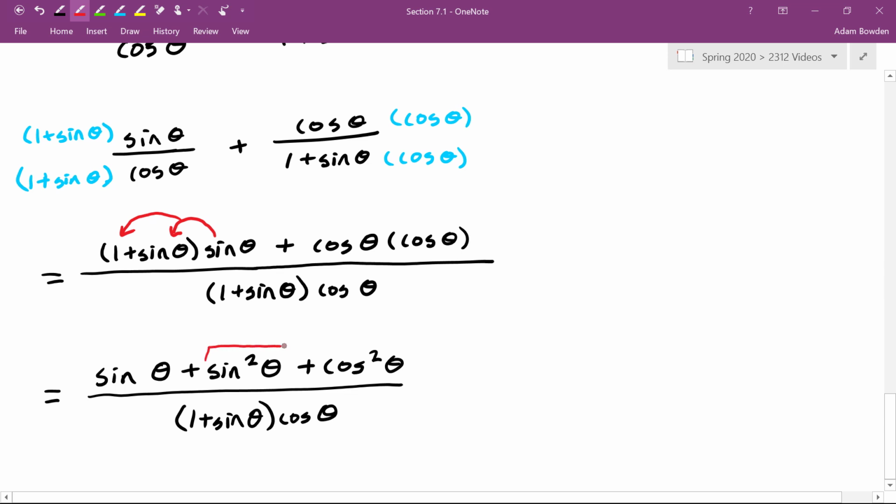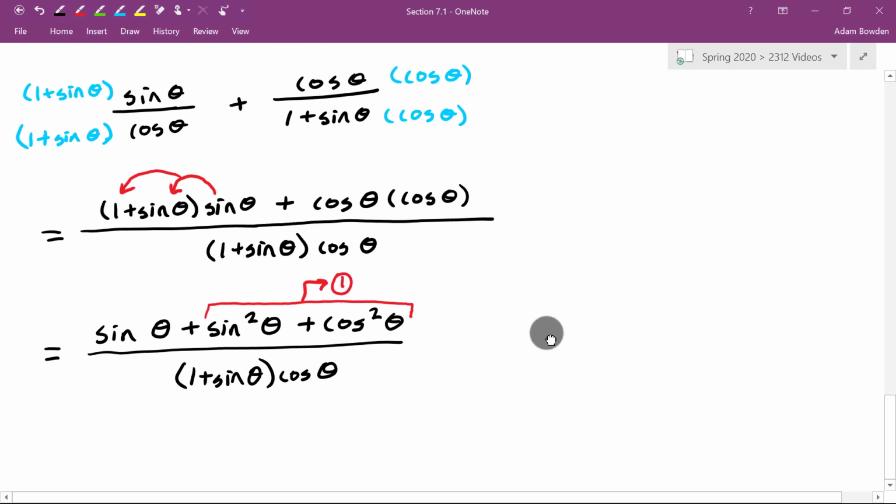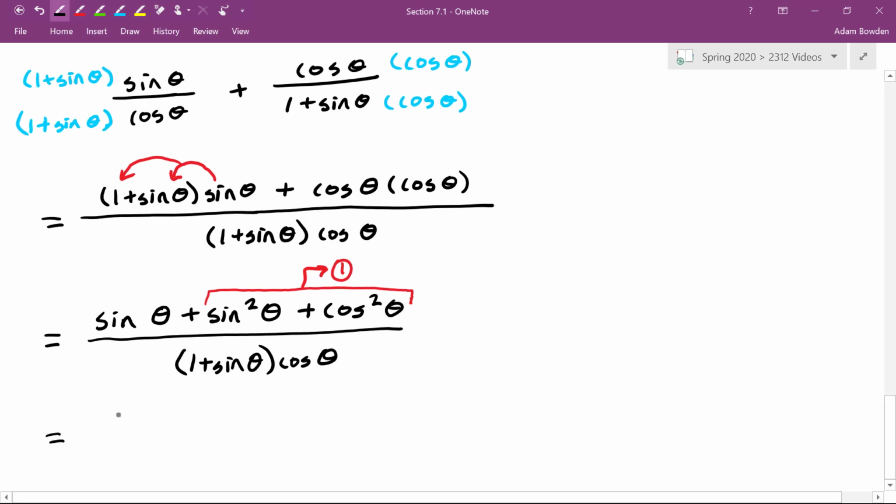Because now notice how you have a sine squared theta plus cosine squared theta. And as we've seen from the identities, that all is just 1. So now I'm going to change this into sine theta plus 1 all over 1 plus sine theta cosine theta.